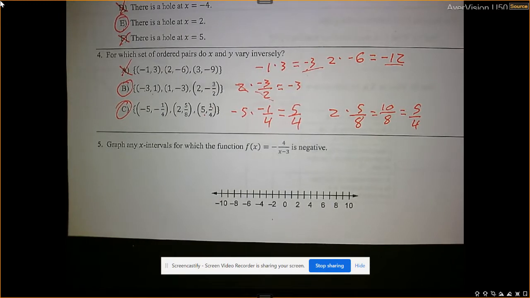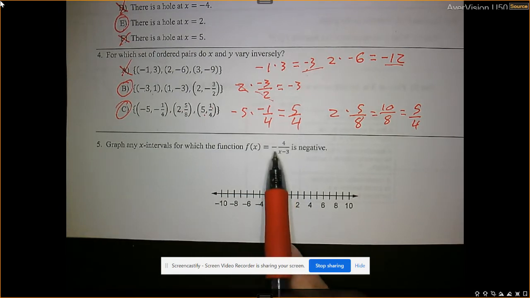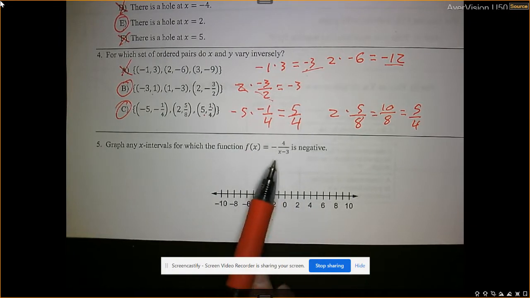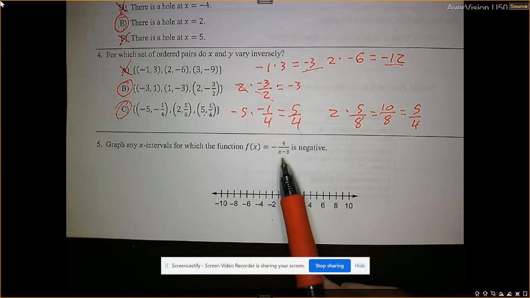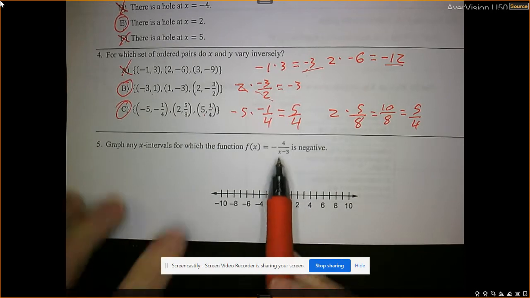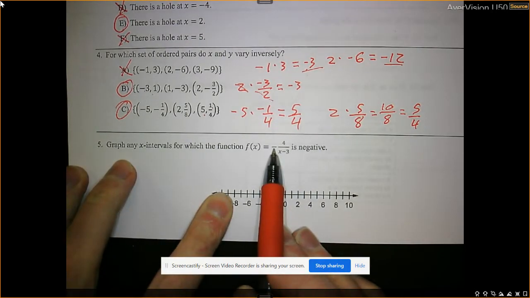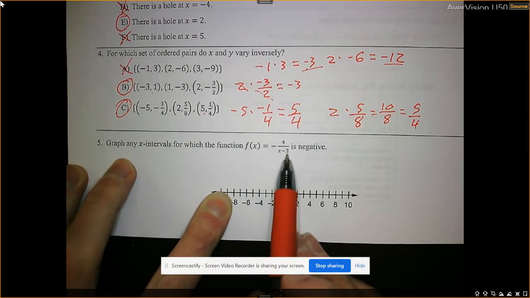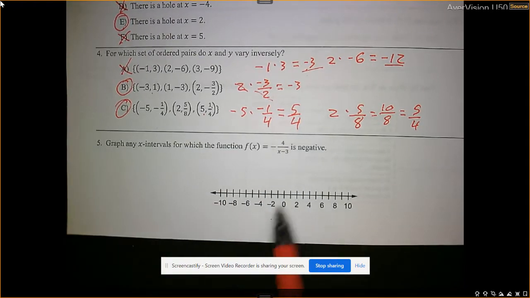Okay, moving on down to number 5. Graph any x intervals for which the function f of x equals negative 4 over x minus 3 is negative. Okay, so a couple ways of thinking about this. One, you really don't have to go to the graphing calculator. You could and see where it's below the x-axis, but you're thinking, okay, there's a negative out front, and what's really going to change is my denominator, because that's where my x is.